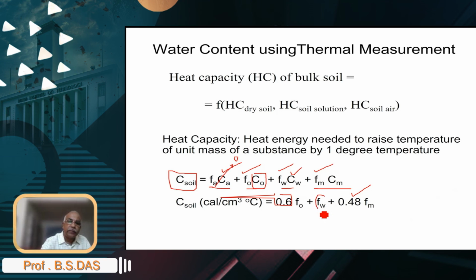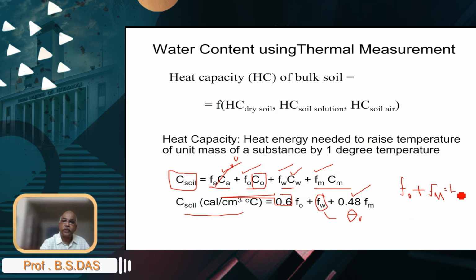So therefore, you have this volume fraction of water. So this is actually the volumetric water content, theta, right? Theta V, whatever you call it. And so essentially, if you measure the bulk soil heat capacity, and you know these volume fractions, you see this FO and FM, they are essentially equal to 1 minus porosity, right?